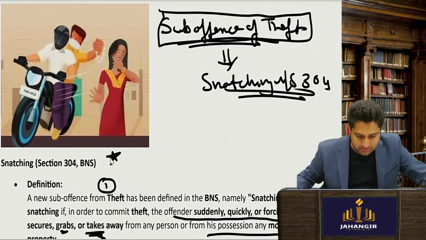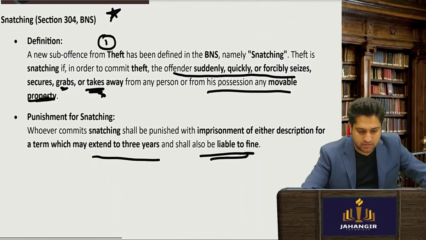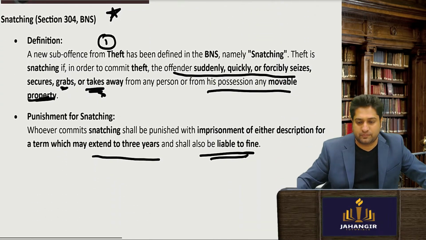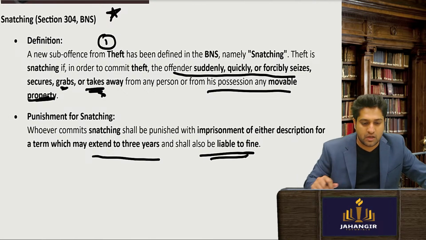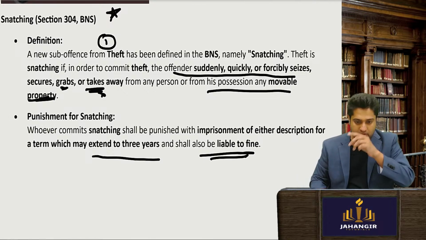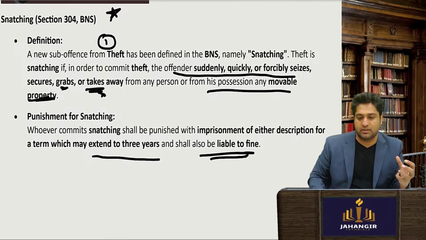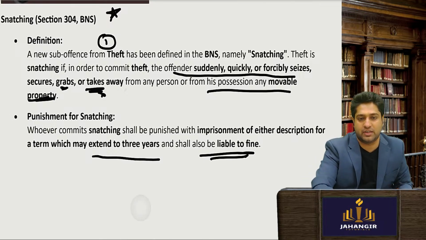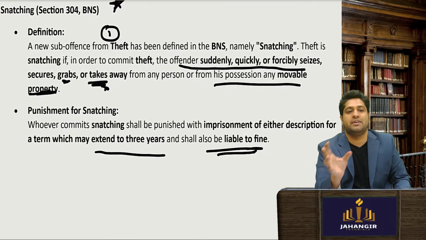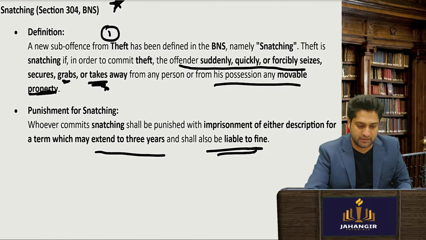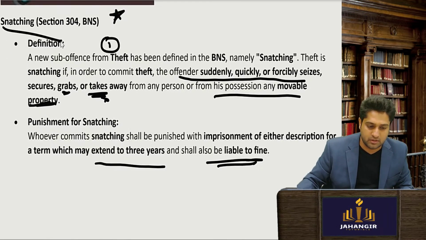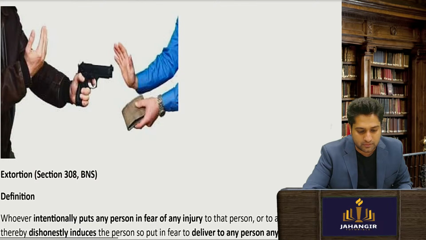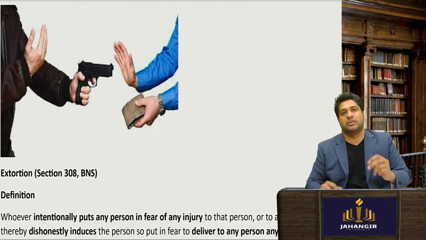So theft is snatching if, in order to commit theft, the offender quickly, forcibly seizes, secures or grabs or takes away any movable property from anyone's possession. Then you are said to have committed the offense of snatching. Let's see further. Now we will see extortion.